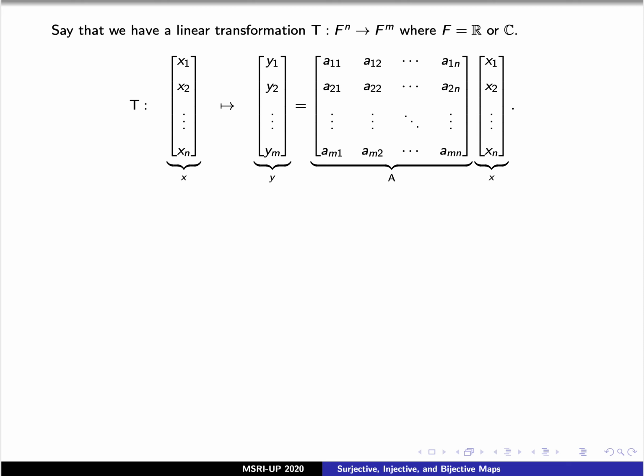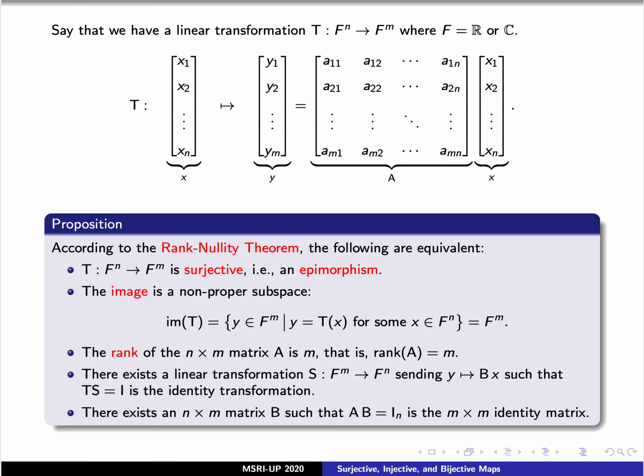But now, what if we talked about surjective maps? Similarly, the rank nullity theorem would say that our linear transformation is surjective if and only if the image is a non-proper subspace. That is, that the image equals our m-dimensional vector space Fm. This is equivalent to saying that our matrix has rank m. M in this case would be the number of rows.